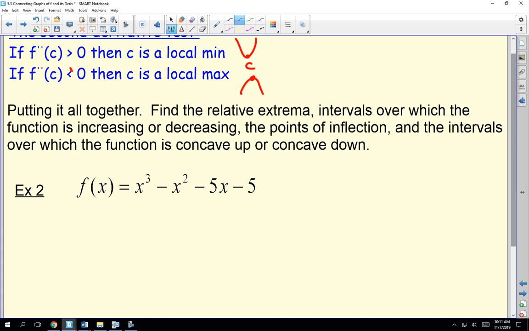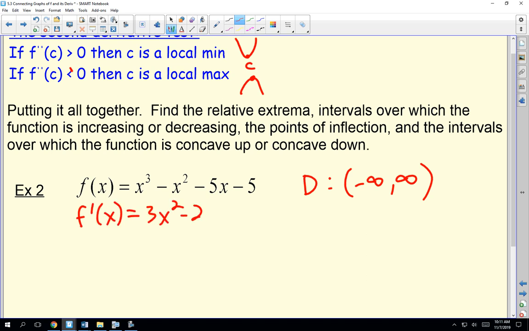everything. First of all, we should consider domain, which is negative infinity to infinity. As a matter of fact, the domain of every derivative will be that. But you've got to think about domain. Don't forget about that. Find the first derivative. There's the first derivative by the power rule. And then find the second derivative. You might as well do that right away.